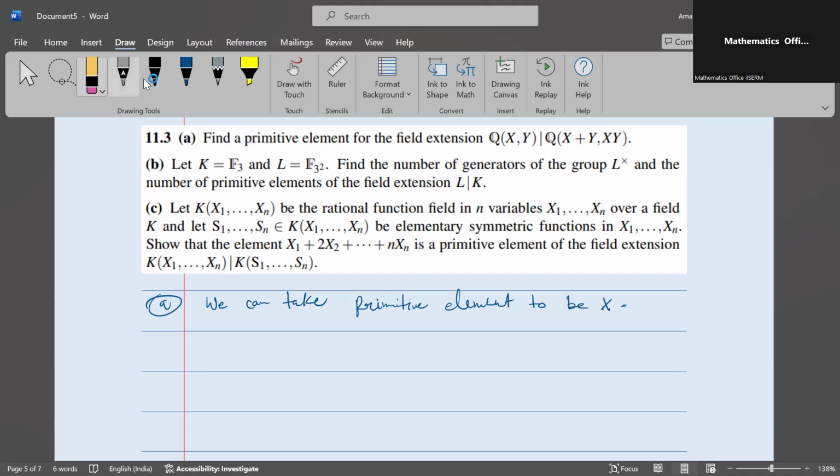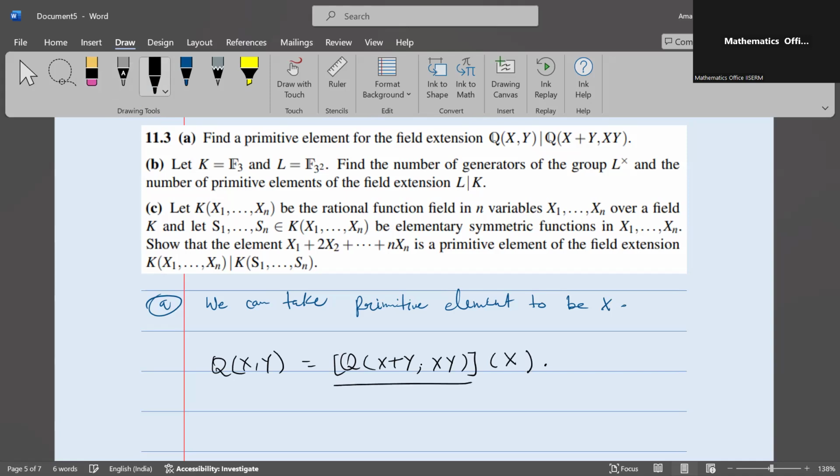Okay, so that was correct, right? Because we are looking over Q(x+y). I was just saying Q(x,y). This can be written as Q(x+y, xy). This is our new field. We are just attaching x here.